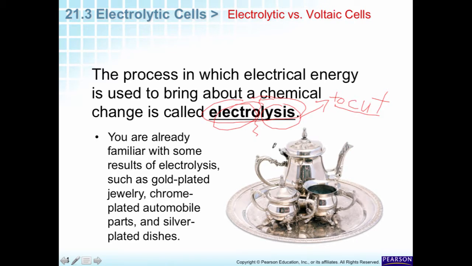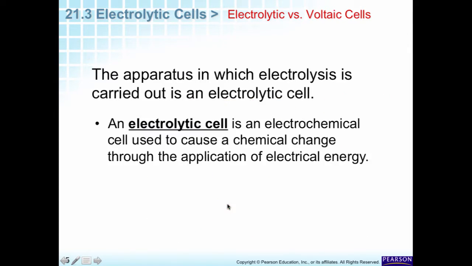Some of the uses: you see this tea set here. This actually is not pure silver, it's plated, which means that you have another metal underneath it, and this has been dipped into a silver solution, and we put electricity on it and use this as maybe an anode or a cathode, and then the silver plates on it. We do that with gold-plated objects, chrome-plated objects that might be on an automobile, and the silver-plated dishes. There are some applications.